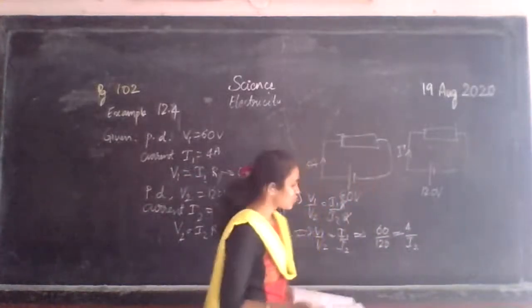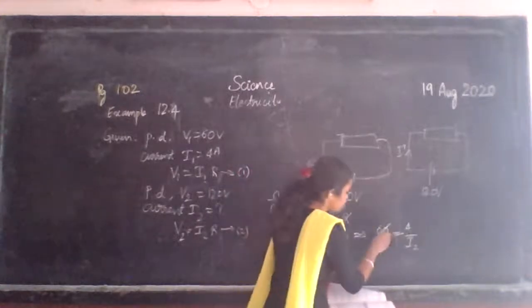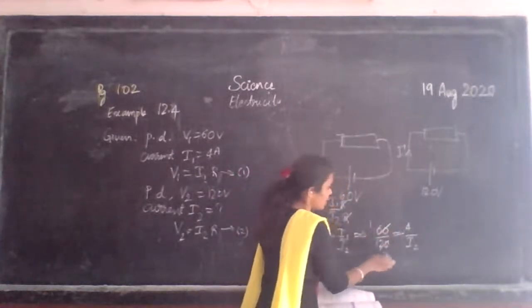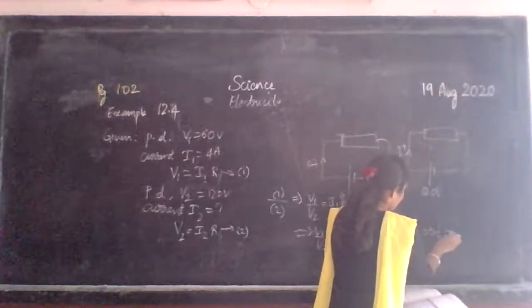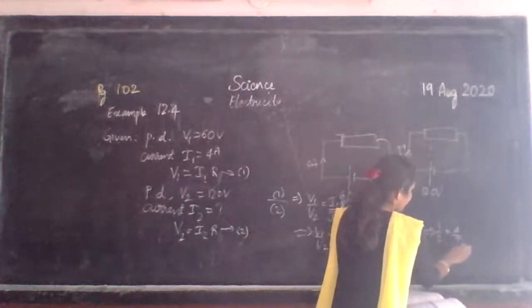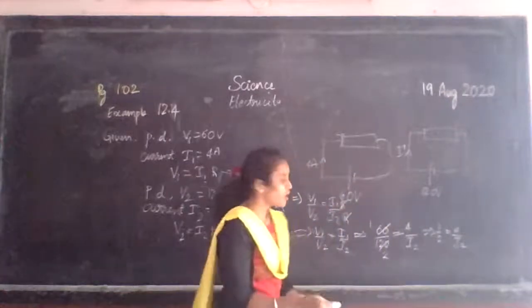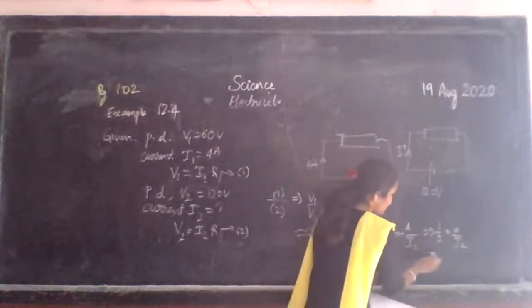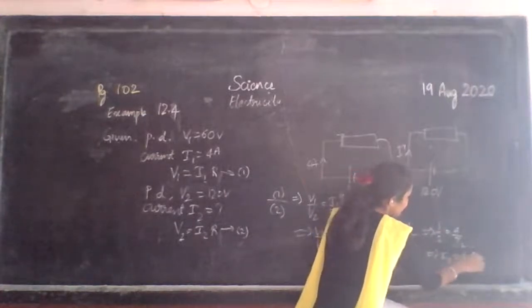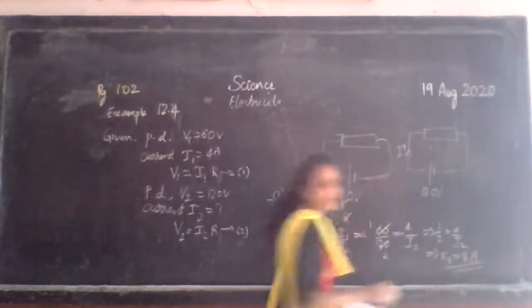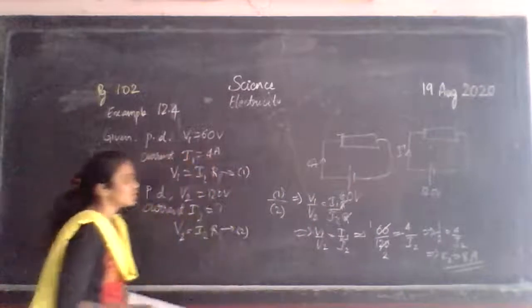Now I have to solve this. First I will solve this: 60 by 120 is 1 by 2. So 1 by 2 is equal to 4 by I2. Now I will just cross multiply. So I2 is equal to 4 into 2, that is 8 ampere. So this is how I will have to solve this problem.